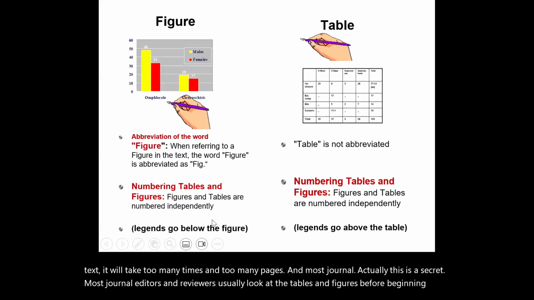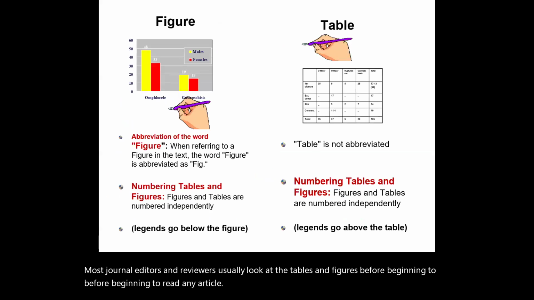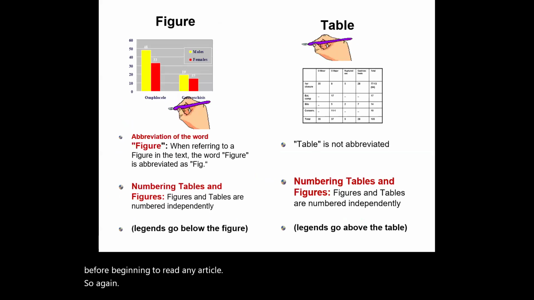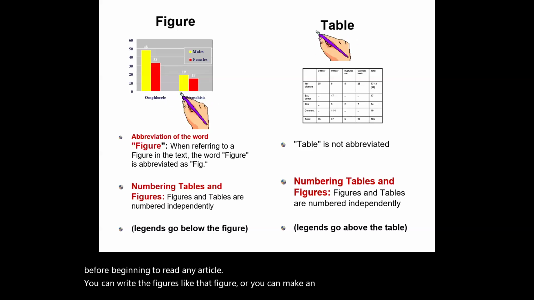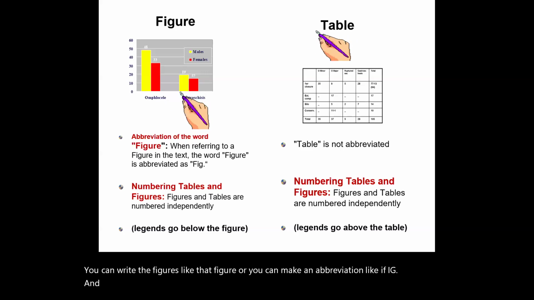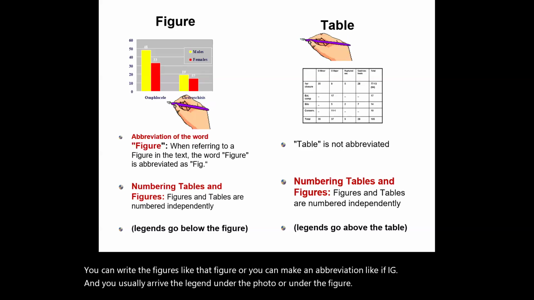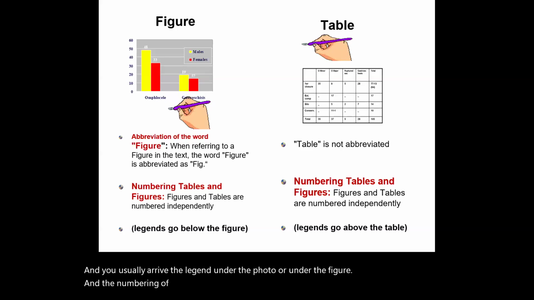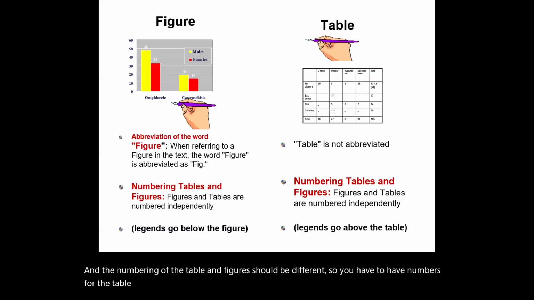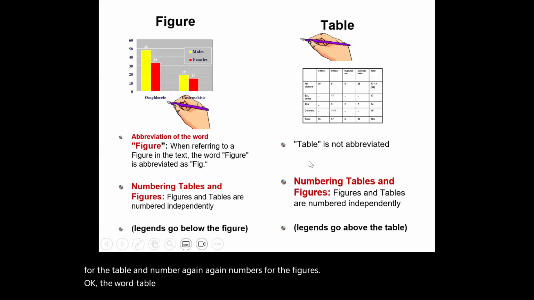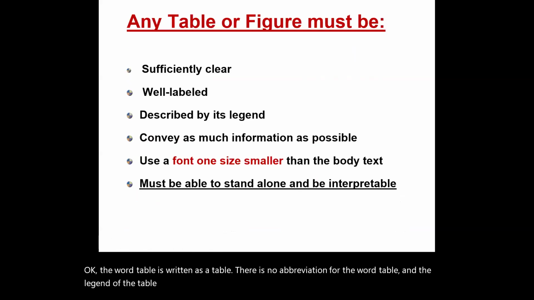to read any article. So again, you can write the word figure in full, or you can use an abbreviation like FIG. And you usually write the legend under the photo or under the figure. And the numbering of the tables and figures should be different. So you have numbers for the tables and again numbers for the figures. Okay? The word table is written as table. There is no abbreviation for the word table. And the legend of the table should be written above the table. Okay?